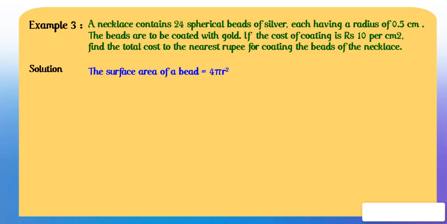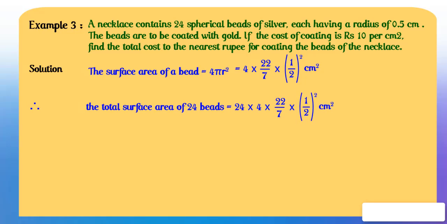Let's solve this. The surface area of a bead is equal to 4 pi r square, which is equal to 4 into 22 by 7 into 1 by 2 whole square centimeter square. Therefore, the total surface area of 24 beads is equal to 24 into 4 into 22 by 7 into 1 by 2 whole square centimeter square.